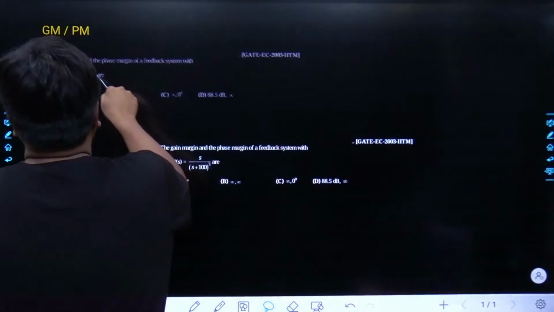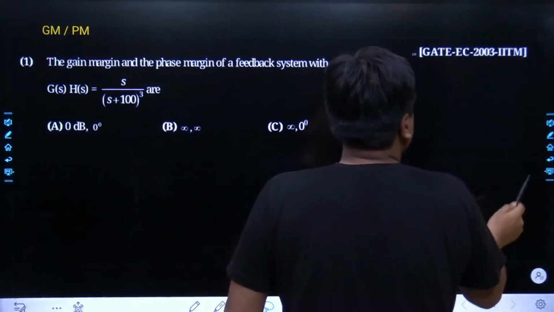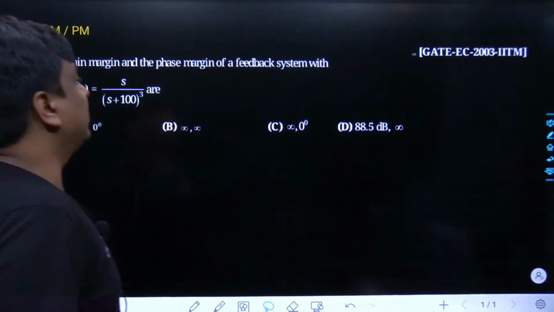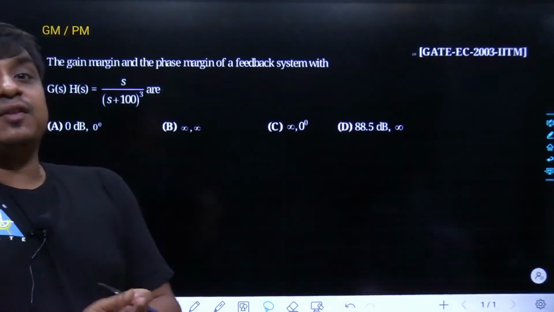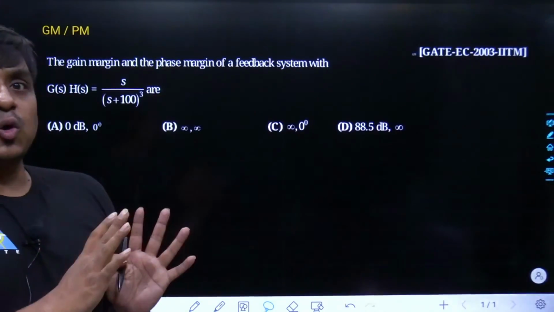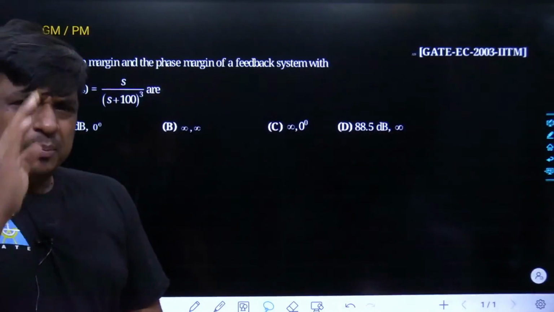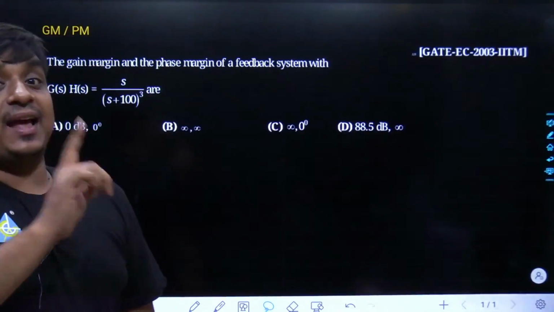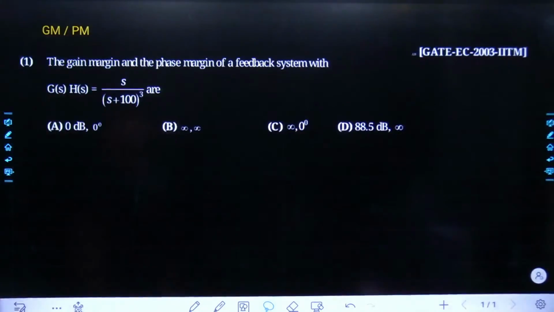Till today, around 15 to 20 different kinds of problems have been taken over the concept of gain margin and phase margin. Even the shortcut trick has been revealed to all of you. So probably without drawing its Nyquist plot, without going into its mathematical process, many of the students must be able to get its answer straight away. Tell me what would be its best answer.